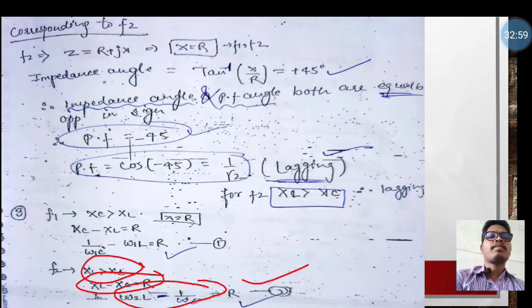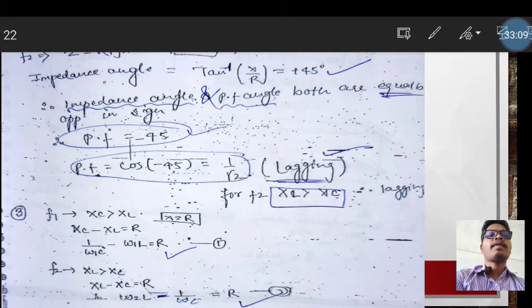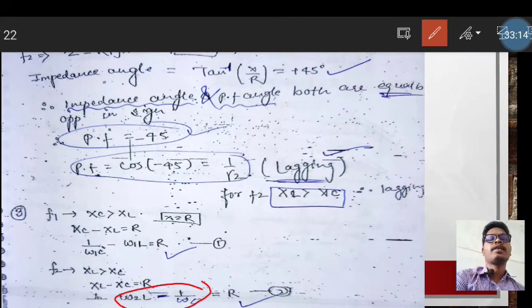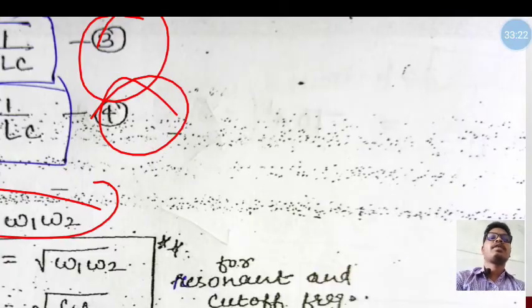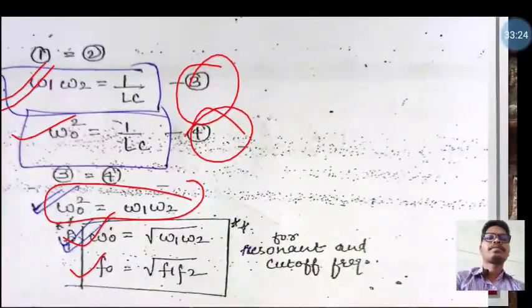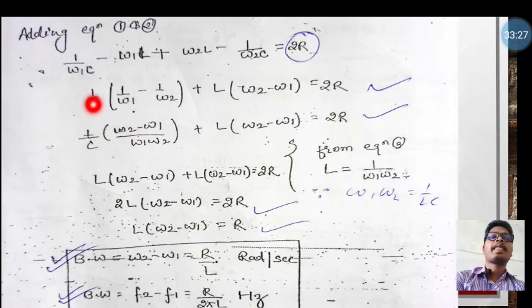So in equation number 1 and 2, this 1 divided by omega 1 C minus omega 1 L is on the left hand side, and in equation number 2, omega 2 L minus 1 divided by omega 2 C. Adding both equations on the left hand side and both on the right hand side, we will get 1 divided by C times (1 divided by omega 1 minus 1 divided by omega 2) plus L times (omega 2 minus omega 1) is equal to 2R.